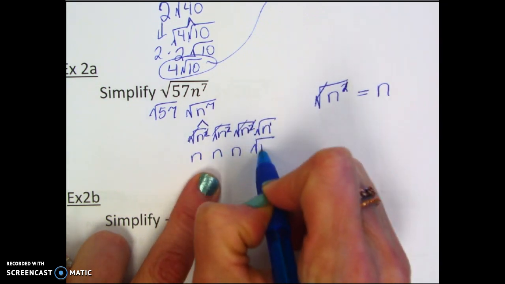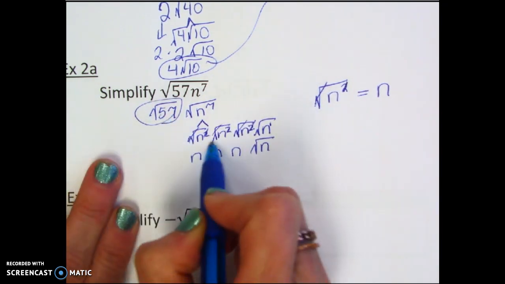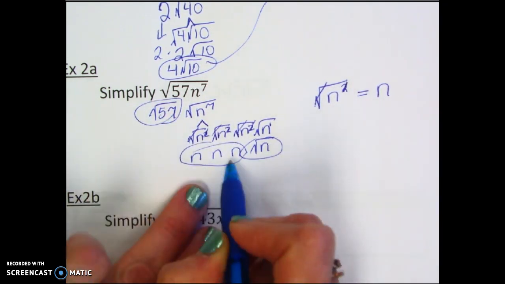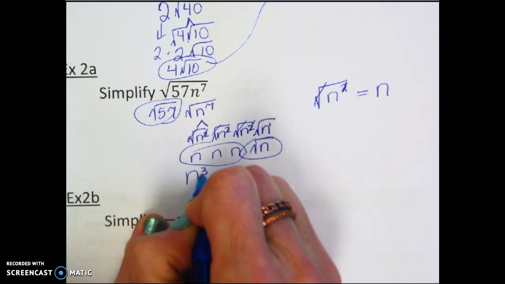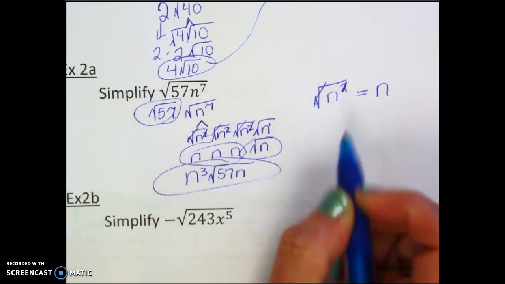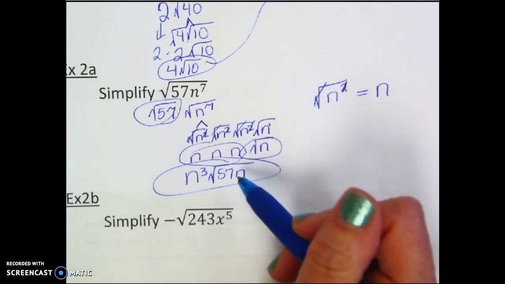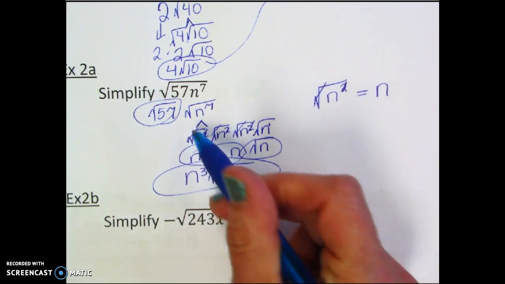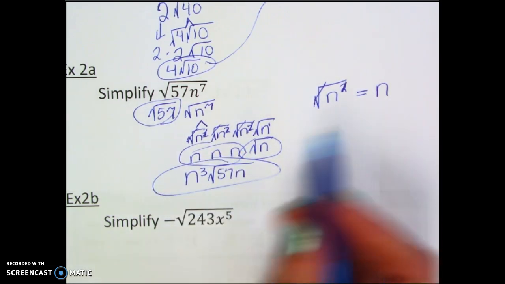This square root of n does not simplify. So our final answer, we have a 57, 3 n's that came out, and 1 n that didn't. So n to the 3rd power, square root of 57 and n. We almost always will put the number that came out in front of the square root symbol. So those perfect square things will go outside in front of the square root.